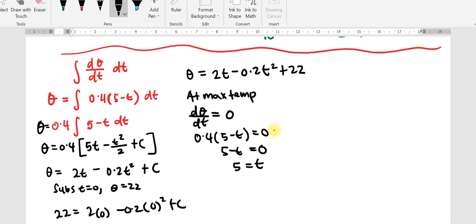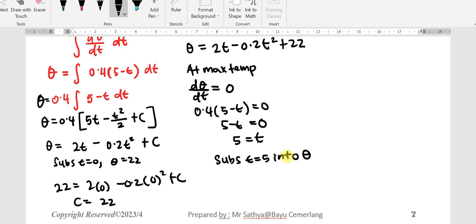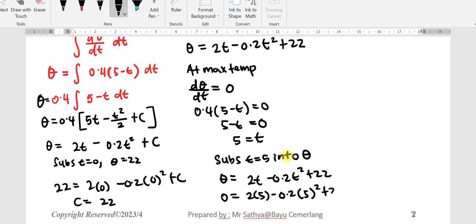So kita ganti t itu. Okay, sekarang substitute t equal to 5 into theta. And then cari dia punya temperature. Okay, saya tulis dulu dia punya equation in case you forget. This is the equation, right? Okay, kita ganti tengok. 2 bracket 5 minus 0.25 square plus 22. So the maximum temperature you will get is just 27 degrees Celsius.